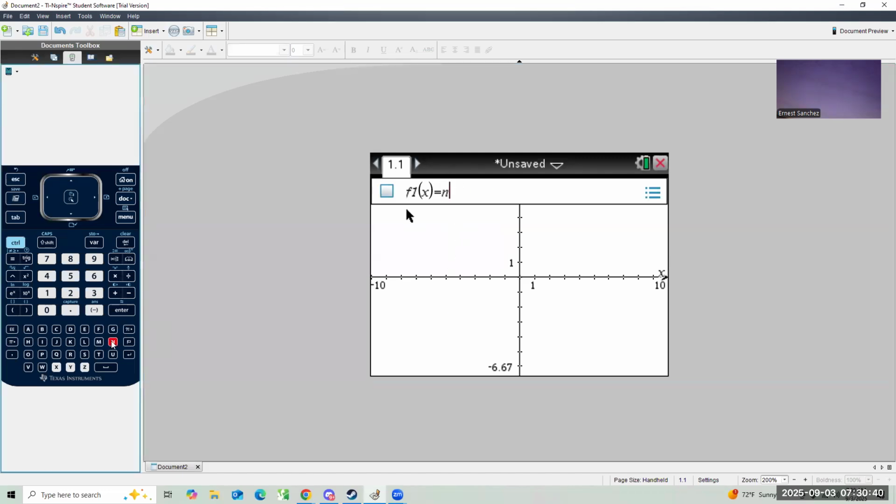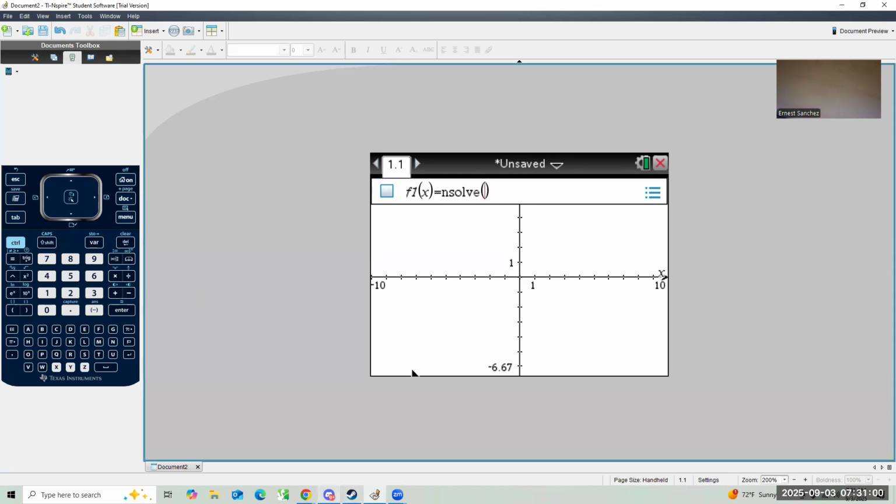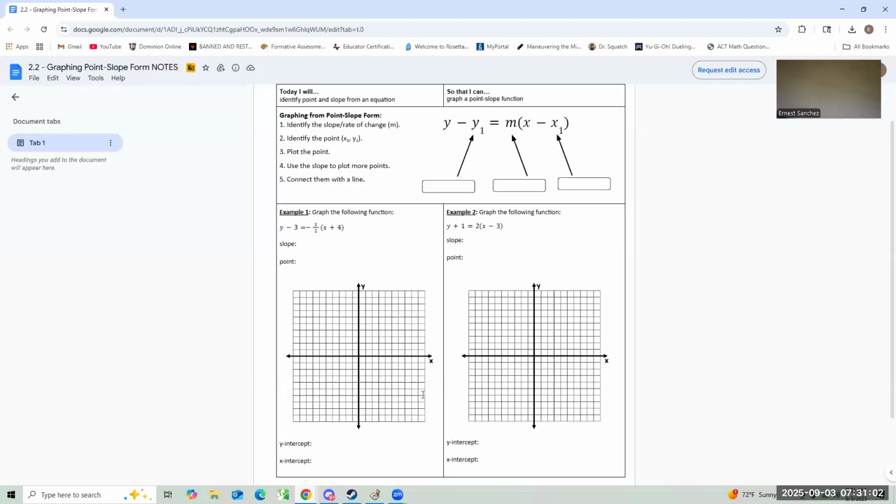Have to type the word nsolve. It doesn't matter if it's lowercase or uppercase. I know some of you are going to be like, oh, it's uppercase. That's fine. And then we got to do open and close parentheses because we have to put our equation and everything in here. So go back inside the parentheses and we got to type our equation again, right?